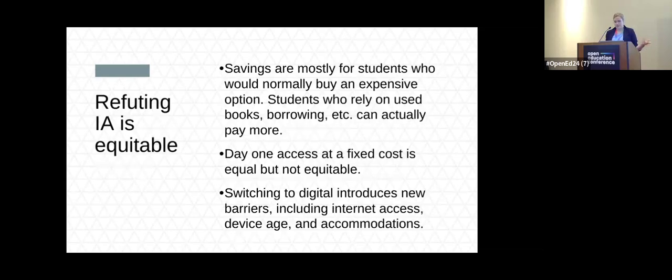It is more equitable to refute IA. So savings are mostly for students who would normally buy a more expensive option, like I mentioned earlier. Students who typically rely on borrowing, used books, et cetera, can actually be paying more. Day one access at a fixed cost is equal but not equitable. And switching to digital oftentimes introduces new barriers, including internet access, device age, accommodations, et cetera. And this isn't to mention the restrictions that they may have on printing or that sort of thing.